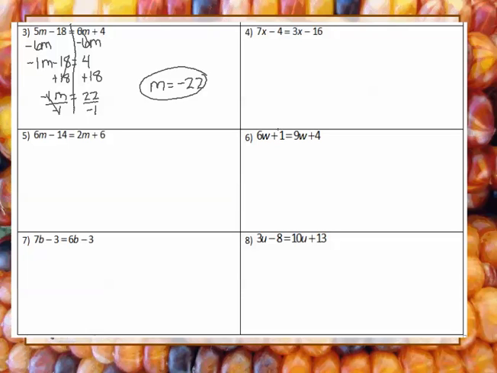Okay, so your answer for number 4 should be x equals negative 3. Your answer for number 5 should be m equals 5. Your answer for number 6 should be w equals negative 1. Your answer for number 7 should be b equals 0. And your answer for number 8 should be u equals negative 3. Okay? So now you can try the next page on your own.